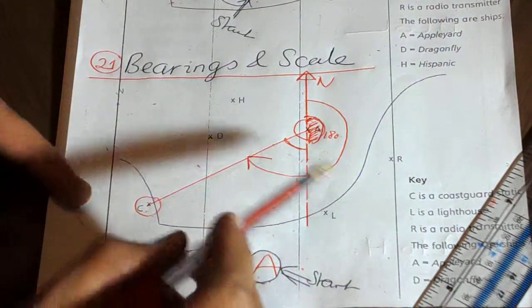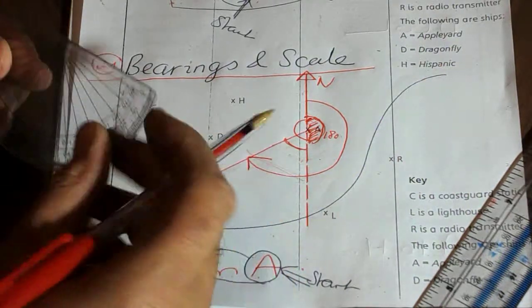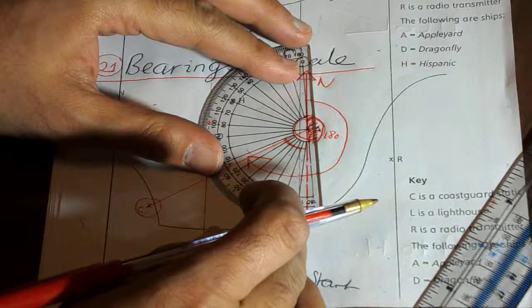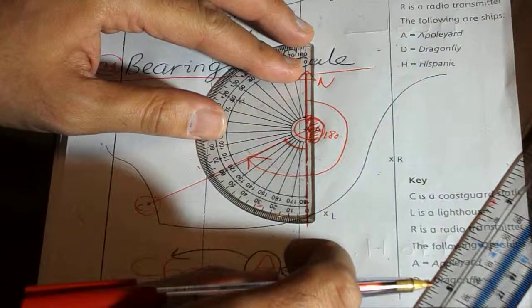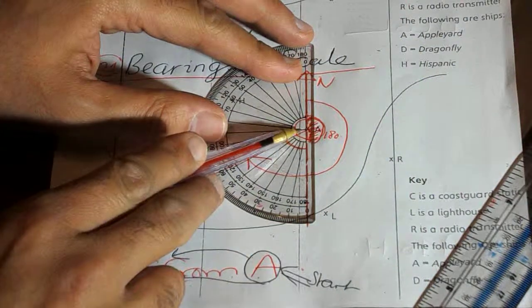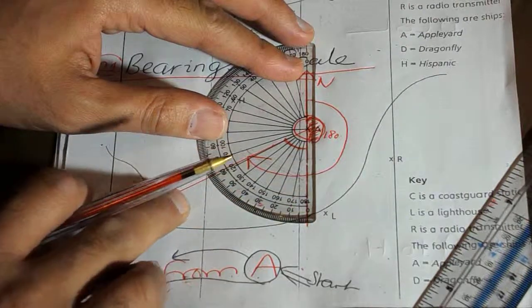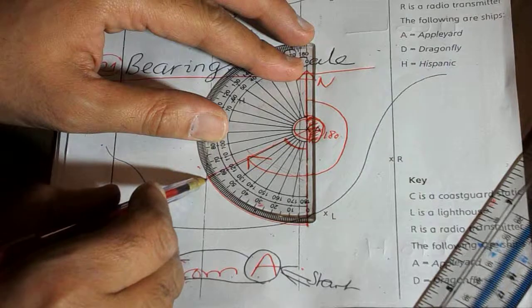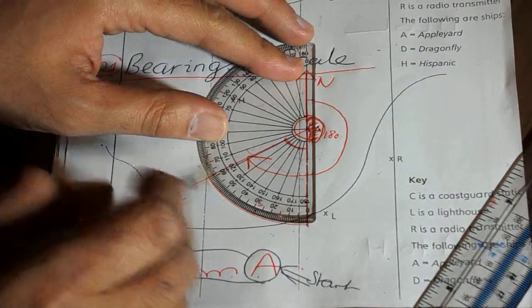So what we're going to do, we're going to measure this angle here. So I'm going to put my 0 on the bottom, put the T in the corner there, move it along nice and slowly. Okay, so we're measuring this angle here. So 0 towards 60, I've got approximately 62.